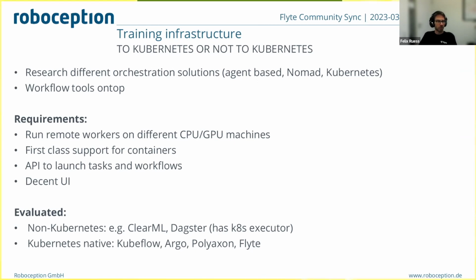So briefly, we looked at some non-Kubernetes, or at least maybe not Kubernetes native solutions like ClearML, for example. That looked at first glance quite nice. Also strong in how to track your experiments and so on. It's an agent-based solution, but basically, yeah, it didn't really have good support for containers as a first-class object and so on.